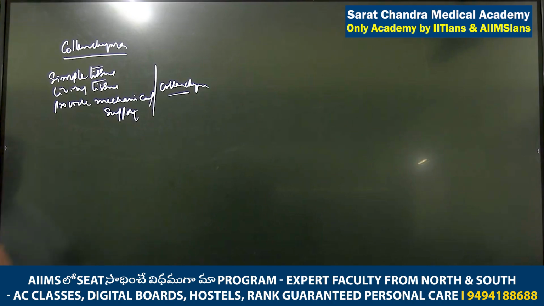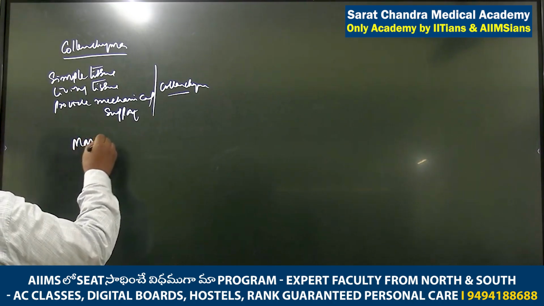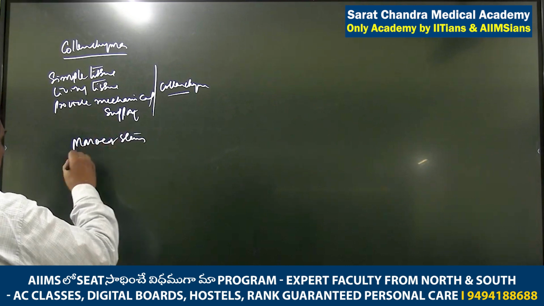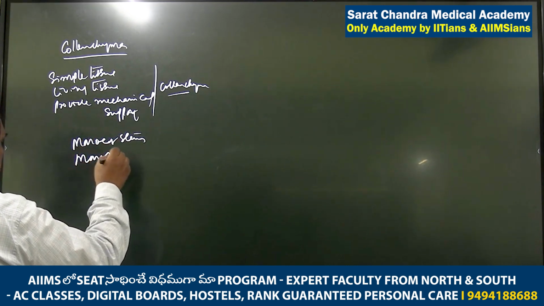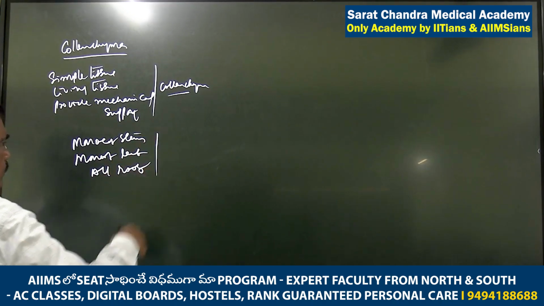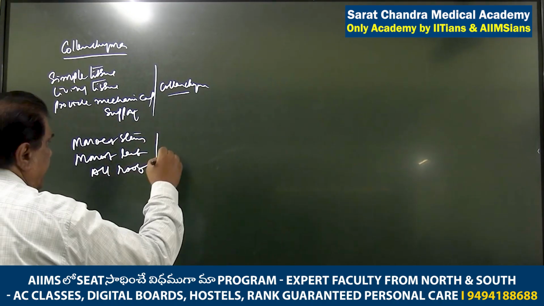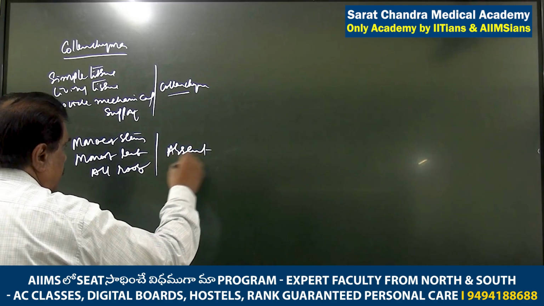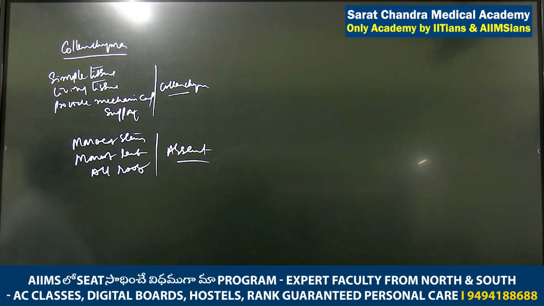Collenchyma is absent in monocot stem, monocot leaf, and also in all roots. That is, in both the dicot and monocot roots, Collenchyma is absent. It is absent in dicot root, monocot leaf, and monocot stem. It is present in dicot stem and dicot leaf.